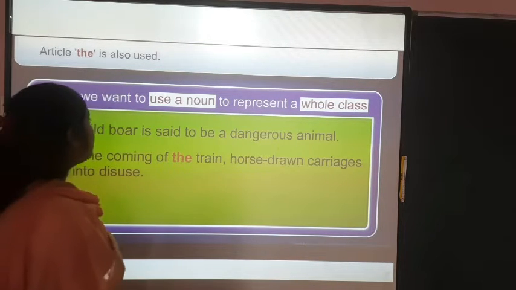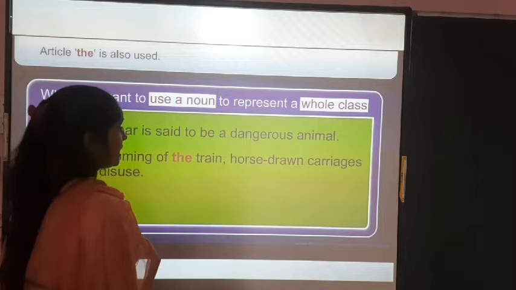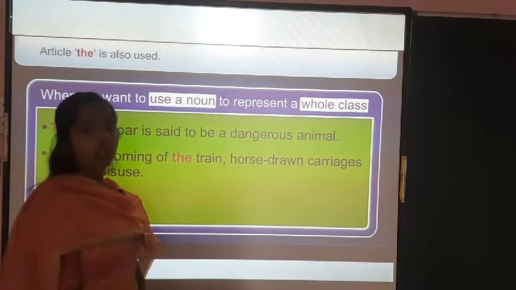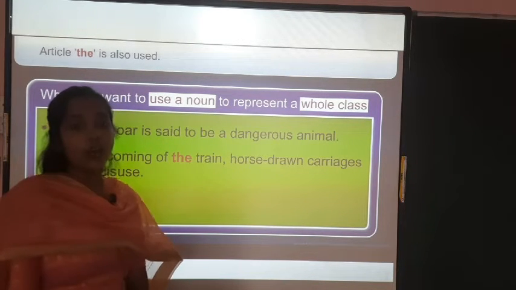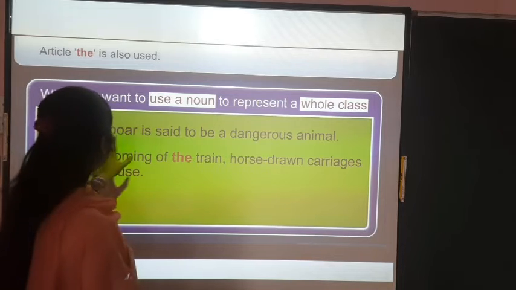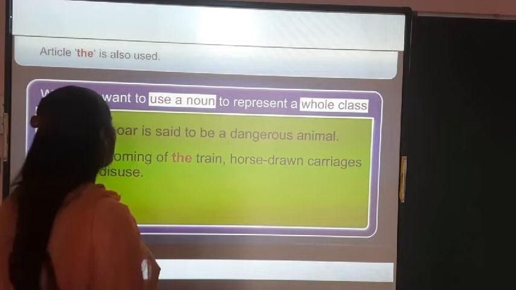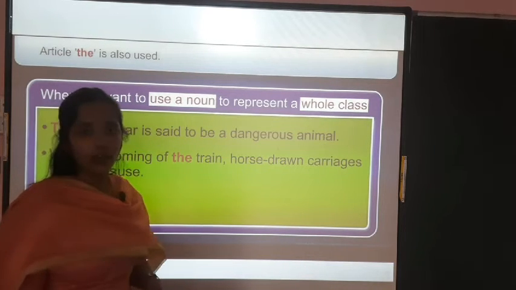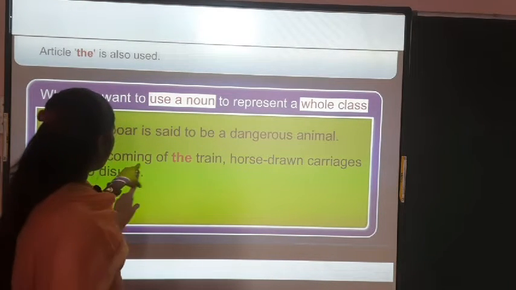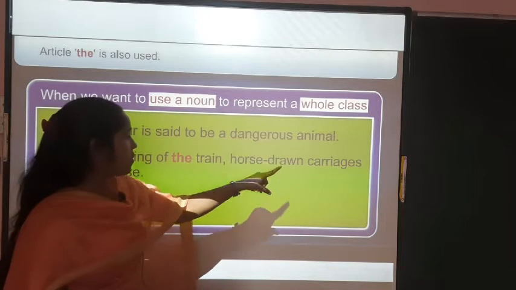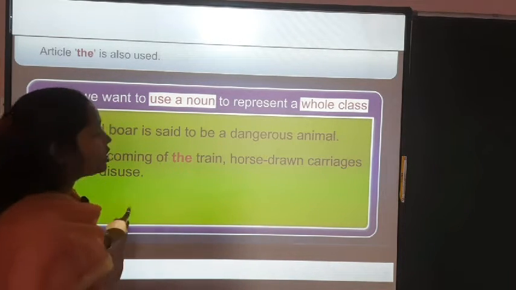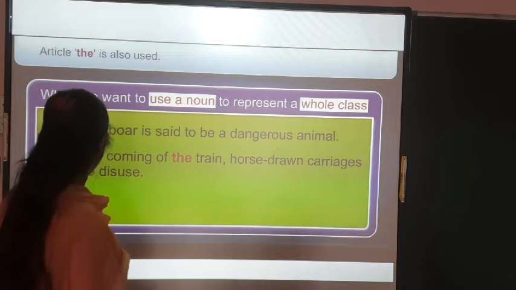Now, when we want to use a noun to represent a whole class. The wild boar is said to be a dangerous animal. Now the wild boar, it's an animal. With the coming of the train, horse-drawn carriages fell into disuse.